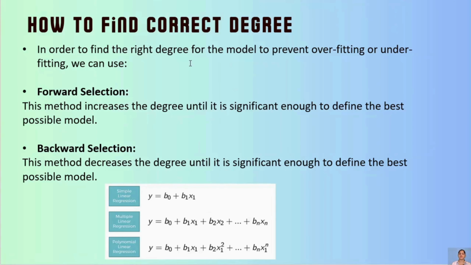And how to find the correct degree when you are working on polynomial? In order to find it, your model should prevent overfitting or underfitting. And how to achieve it? There are two methods. One is forward selection and another is backward selection. So forward selection will increase the degree of the model until, and all this is happening internally, we cannot see them, until it finds the significant degree to define the best possible model. It will keep on finding for each and every independent variable. And backward selection is what?